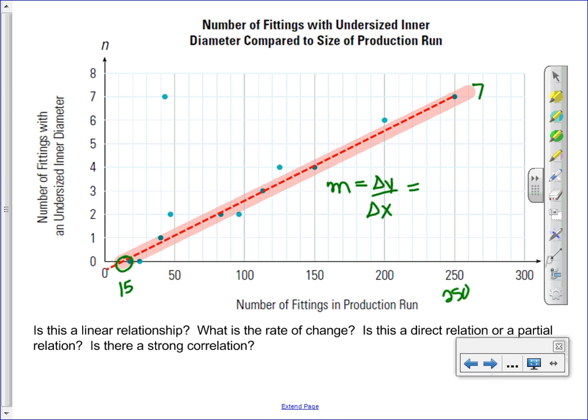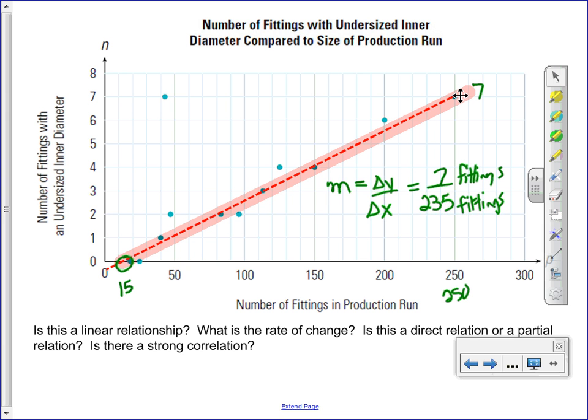So vertically we went from 0 to 7. Horizontally, we went from 15 to 250. So 250 take away 15 is 235. And that would be fittings on the top. And on the bottom, there would also be another set of fittings. And you would change that to a decimal, I assume. So you can find the rate of change of a line of best fit.